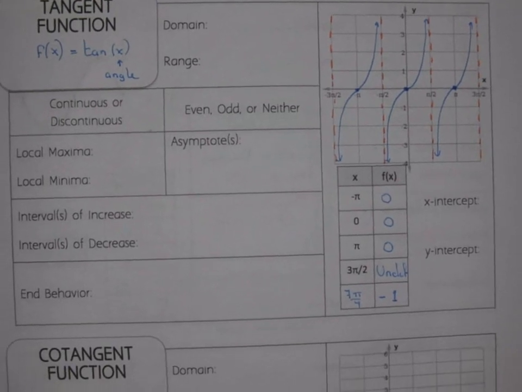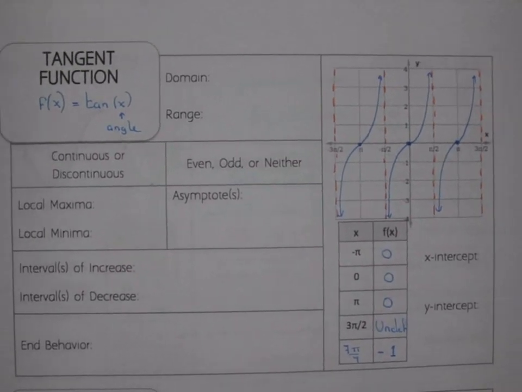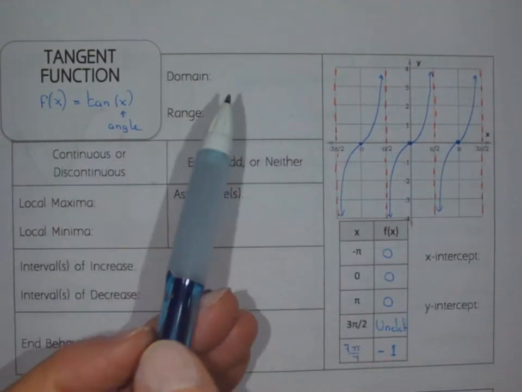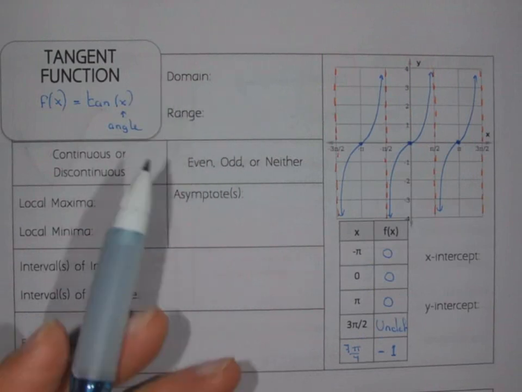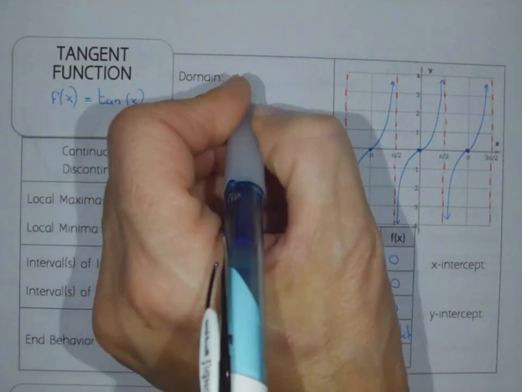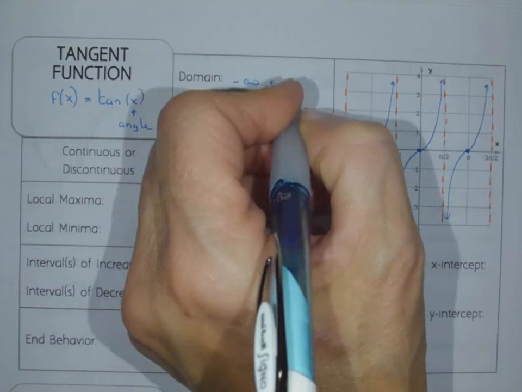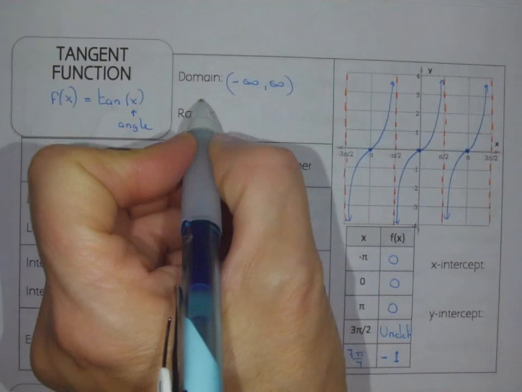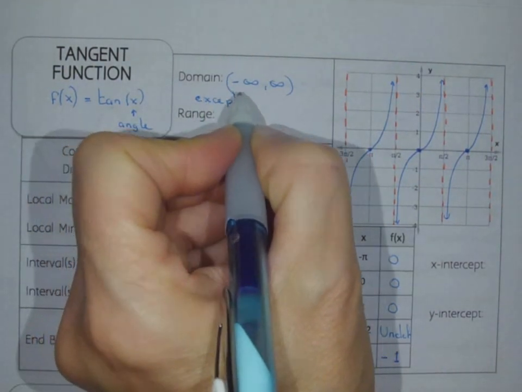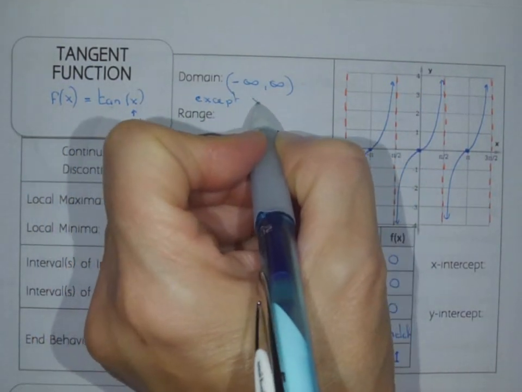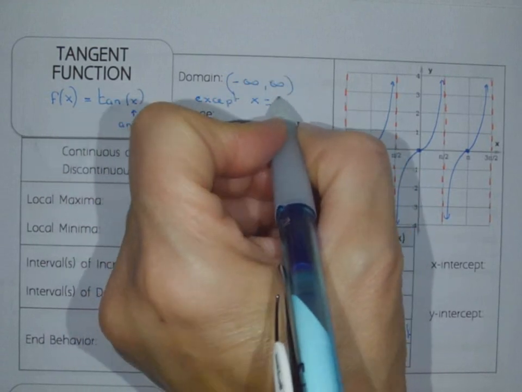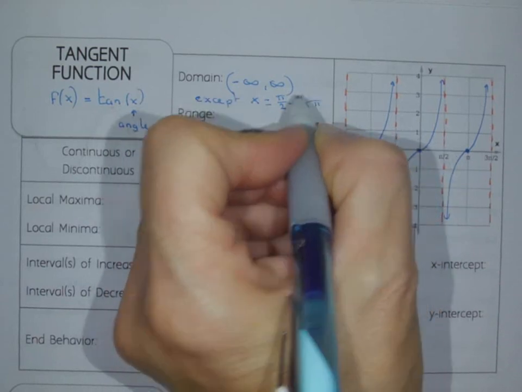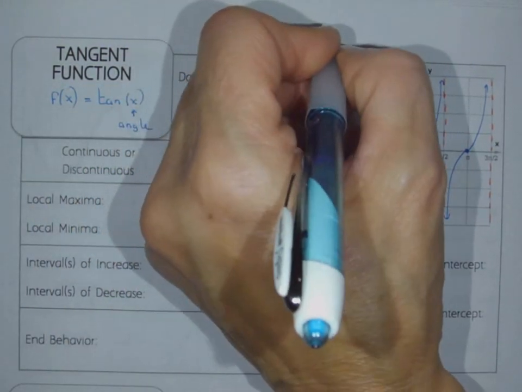And if you notice, the domain is going to be broken, right? Every time I have an asymptote, I'm going to have to exclude that number from the domain. So we're going to make it as simple as possible here. We're going to say from negative infinity to infinity, right? Because that function is going to keep going on either side, except x equals pi over 2 plus k pi. And then again, k is going to be an element of the set of all the integers, okay?